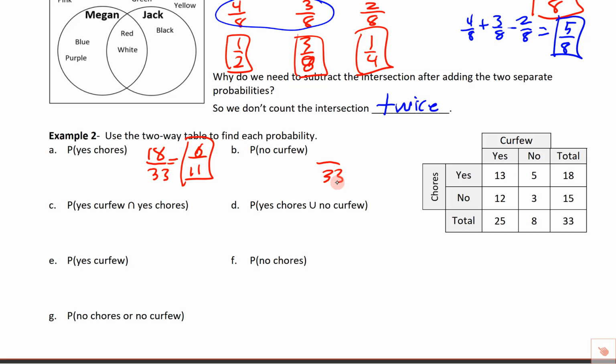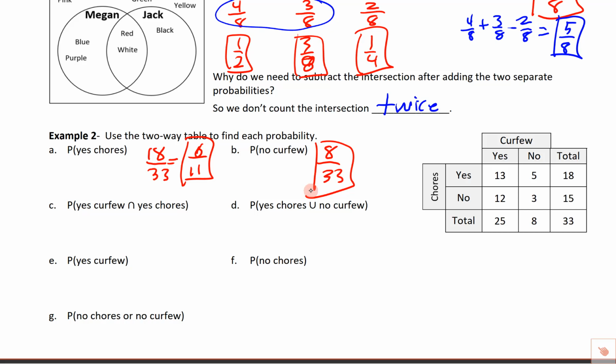It's going to be 8. It is, because we're looking at the curfew. Now we're looking at the columns. People have no curfew. If we add them all up, if we ignore whether or not they have chores or not, it's going to be 8 over 33. 8 over 33 doesn't reduce, so we circle that and we're done. Next one.